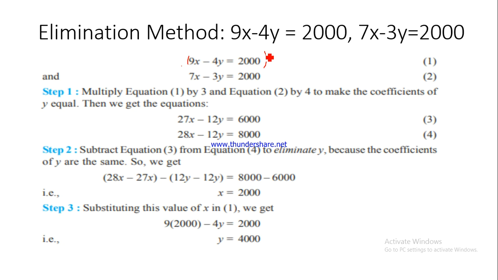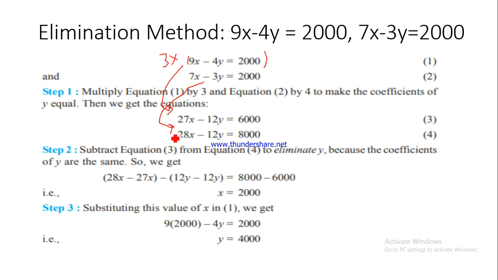So in the first step, I am multiplying the first equation by 3 and I am doing the same operation on both sides of the equal sign, and that is why this particular bracket. Please remember this fact. When I multiply this equation on both sides with 3, what I get is equation 3: 27x minus 12y is equal to 6000. In the next step I multiply equation 2 with 4, again on both sides. This is the solution that I get: 28x minus 12y is equal to 8000.